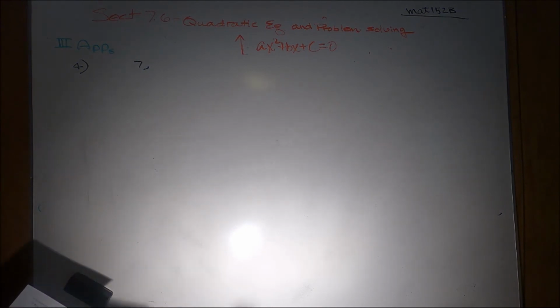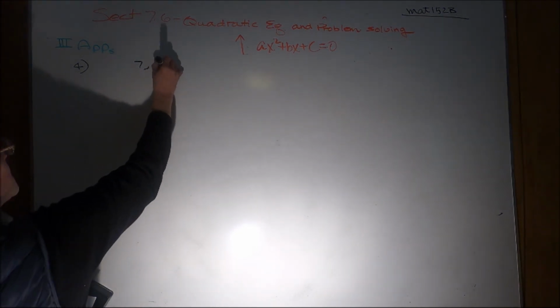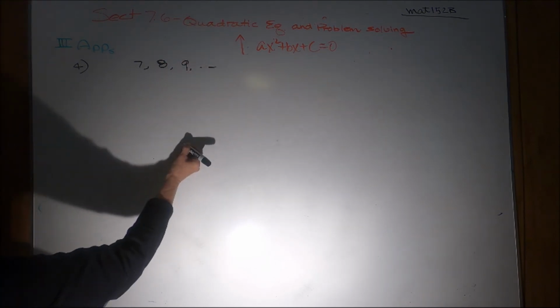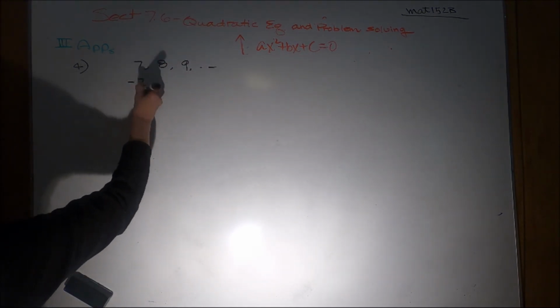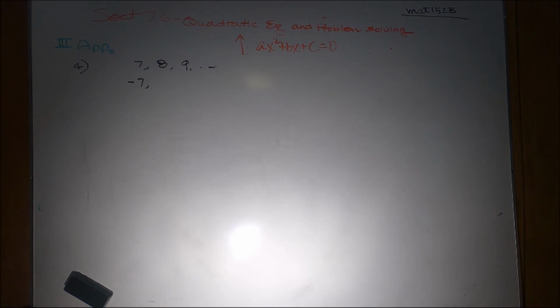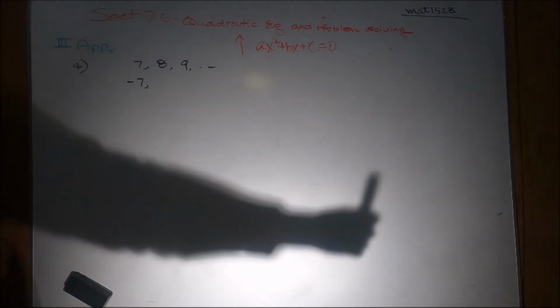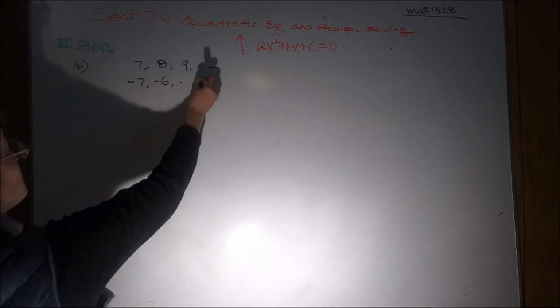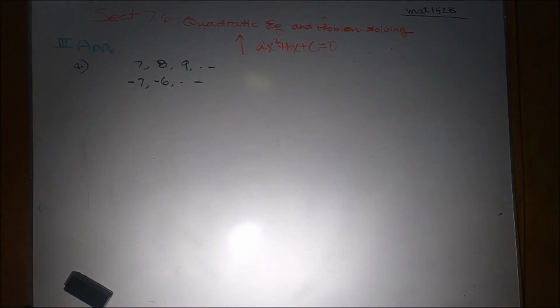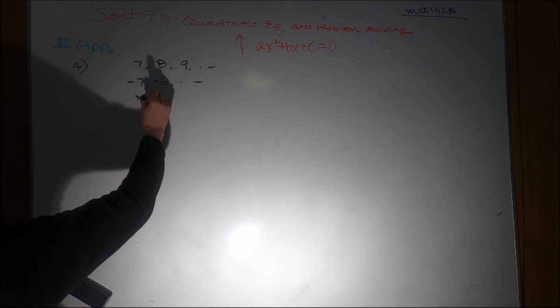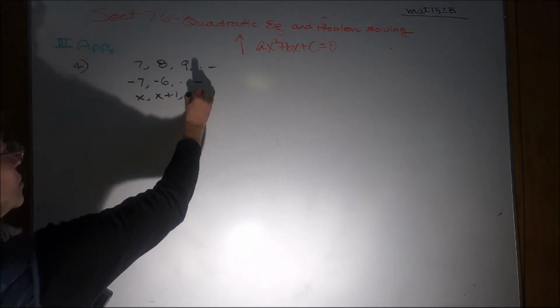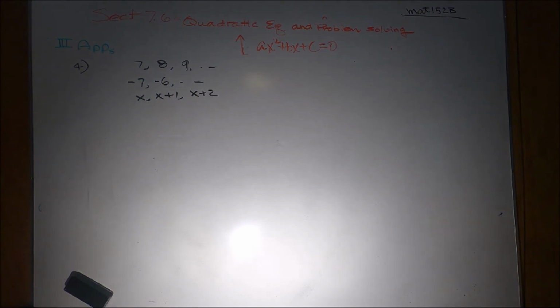If I have a 7, consecutive number, continuous, next number will be 8, next number will be 9, right? If my first number is -7, what's the next number? Following on the right, so that will be -6, and so on, right? That's called consecutive numbers. One more added to it, right? So if the first one is x, what do you think your next number will be? x plus 1. Next number will be x plus 2. Is that right?